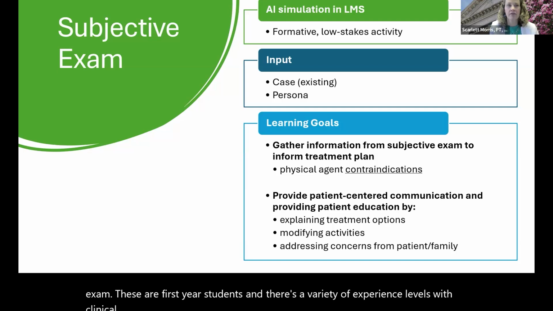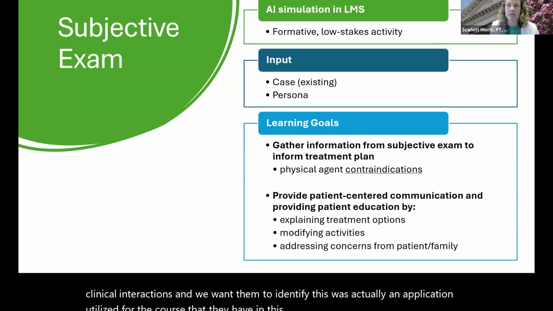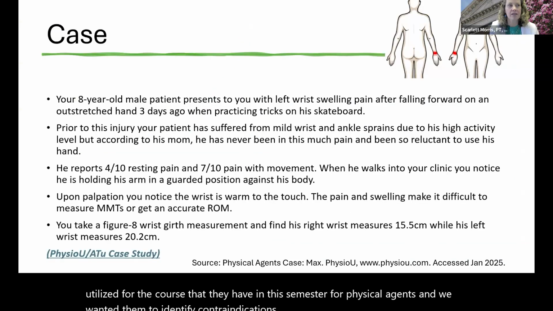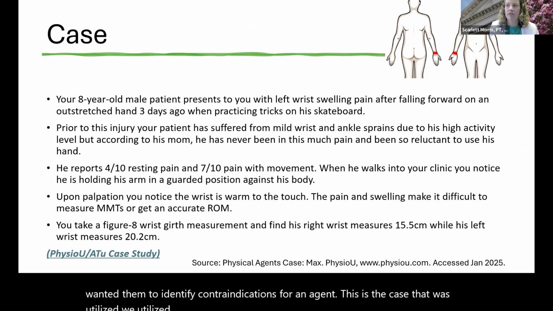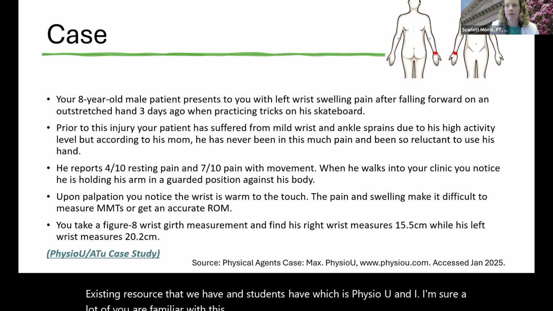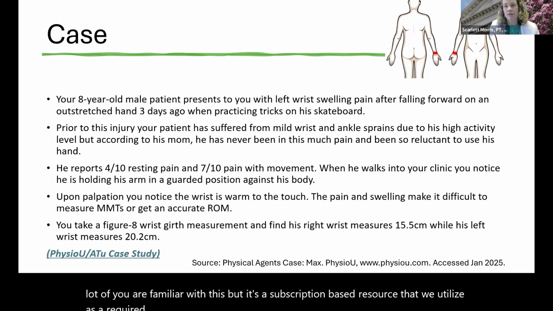And we want them to identify this. This was actually an application utilized for the course that they have in this semester for physical agents. And we wanted them to identify contraindications for an agent. This is the case that was utilized. We utilized an existing resource that we have and students have, which is PhysioU. And I'm sure a lot of you are familiar with this, but it's a subscription-based resource that we utilize as a required text. So they could even go back to the case in PhysioU if they wanted to dive deeper.